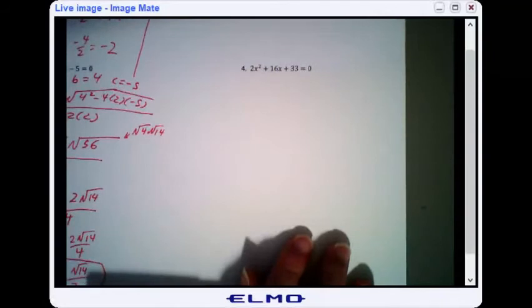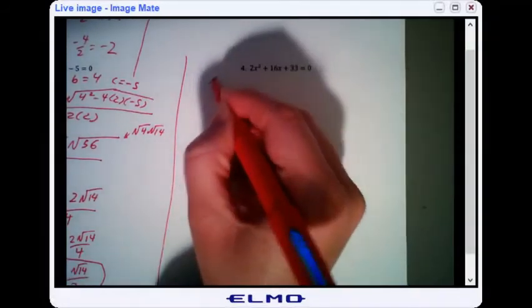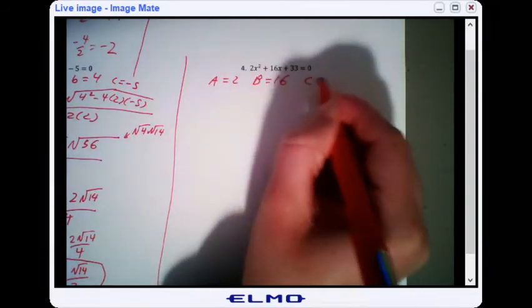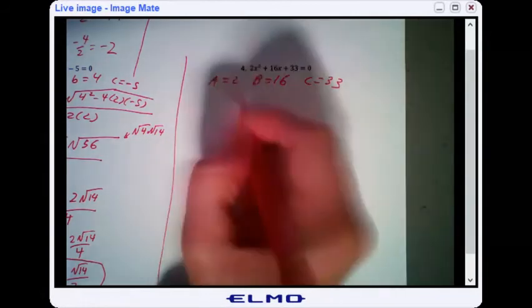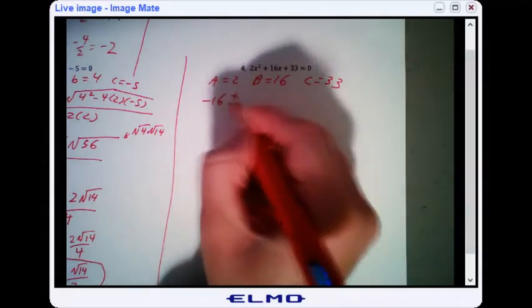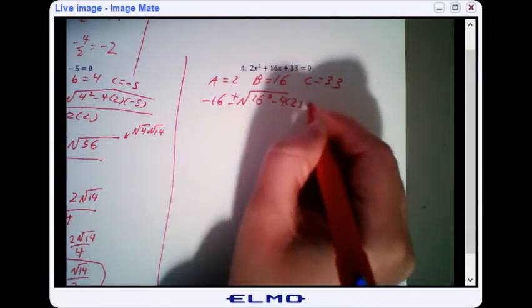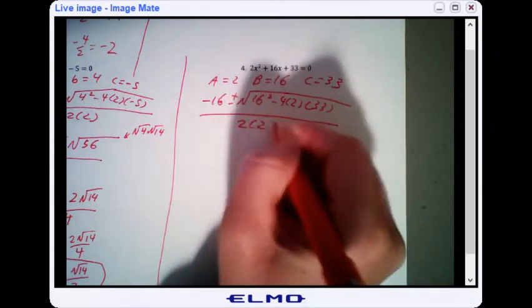For problem 4, everything's on one side, so we can find our A, B, and C. A is in front of x squared, 2. B is in front of x, 16. And C is by itself, 33. We're going to put it back into our formula. So negative 16 plus or minus square root 16 squared minus 4 times 2 times 33 all over 2 times 2.